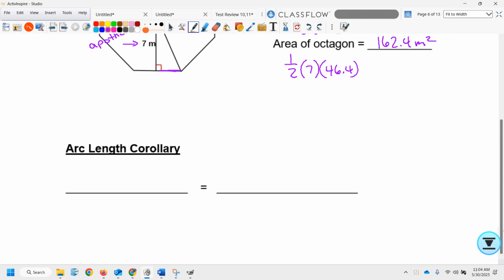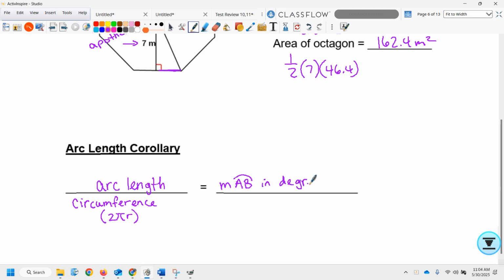All right, arc length corollary. This is a formula. It's a proportion. Arc length over circumference is equal to, which, just so you know, the reference for the circumference is 2 pi r, right? That's the formula that goes here. It's equal to the measure of the arc in degrees over 360. It's a proportion. Sometimes x is going to be the arc length. Sometimes x is going to be the circumference. Sometimes x is going to be the measure of the angle, the arc in degrees.